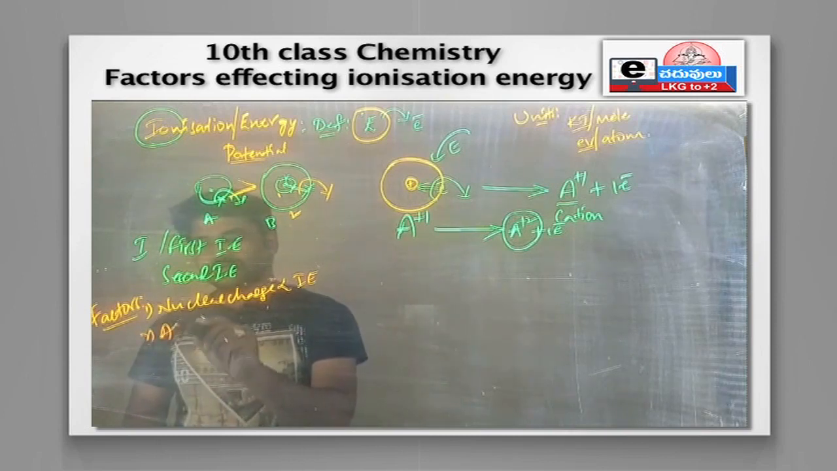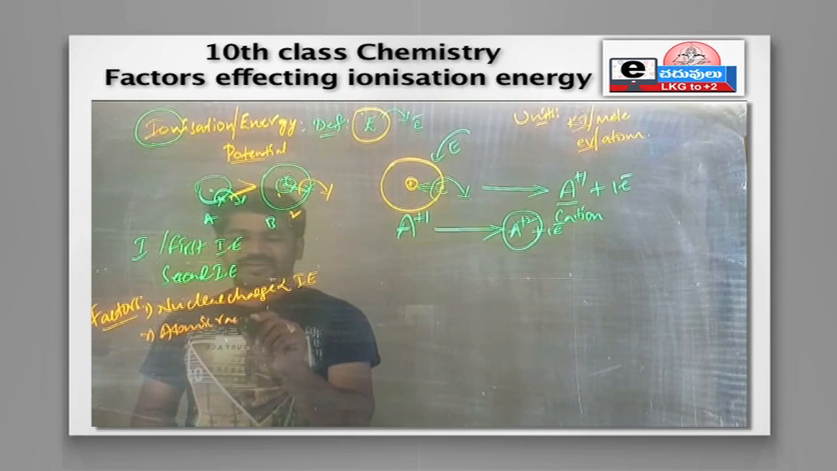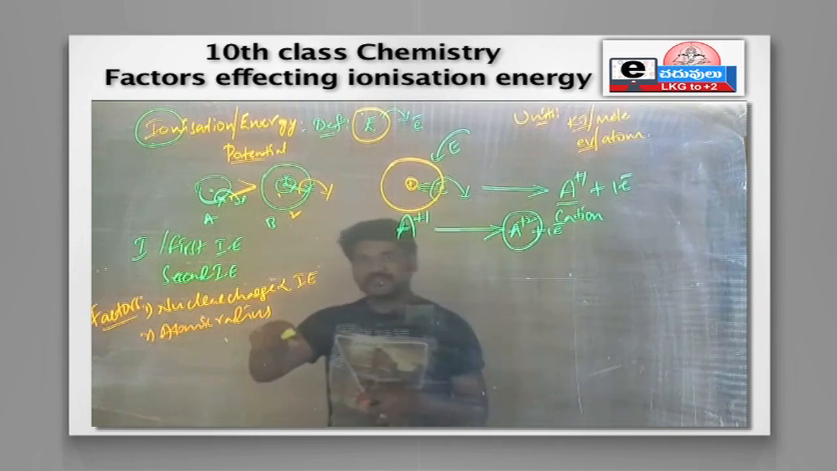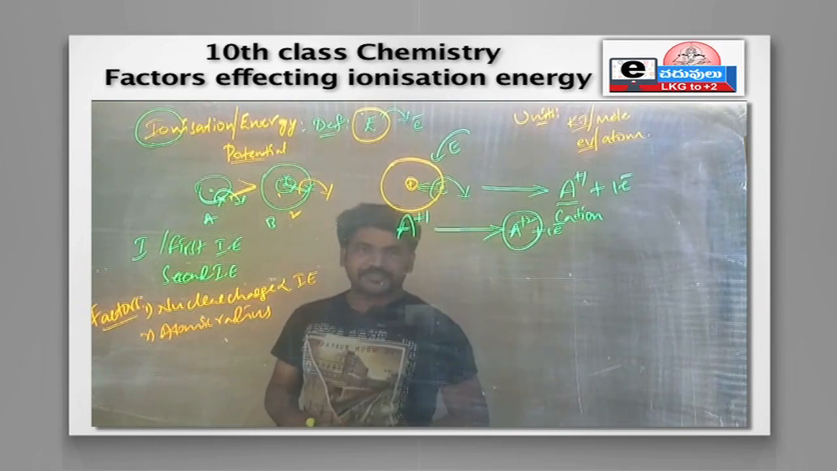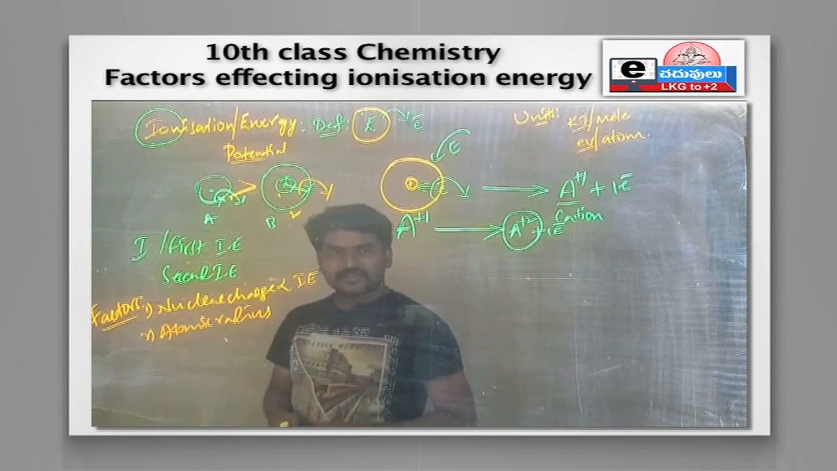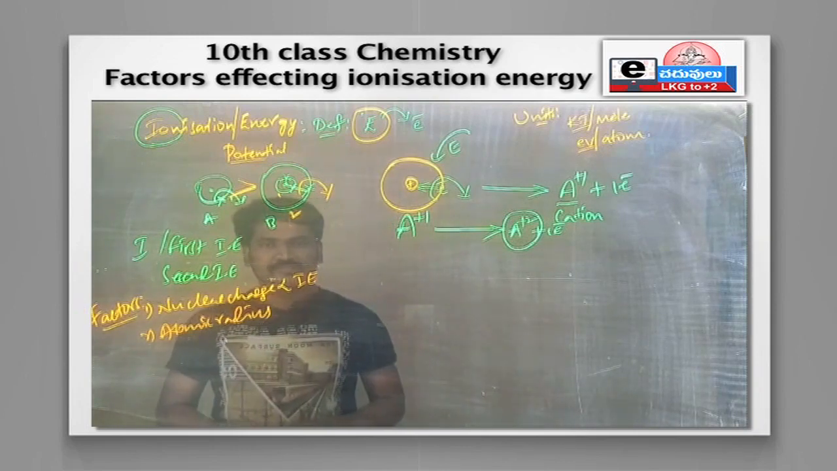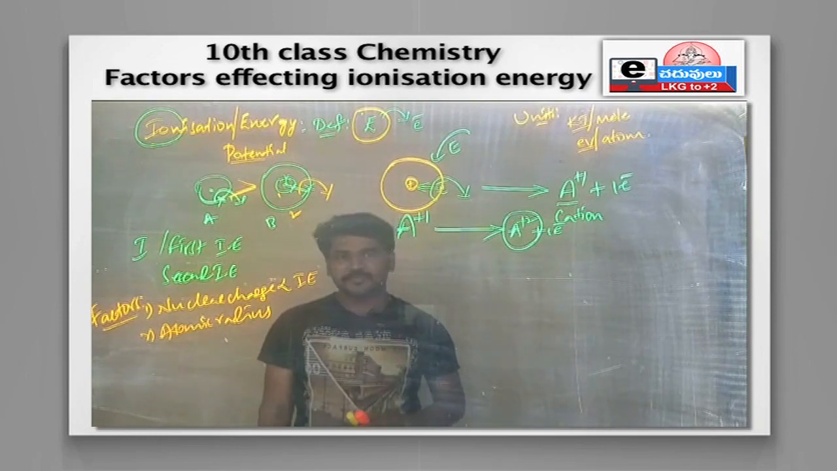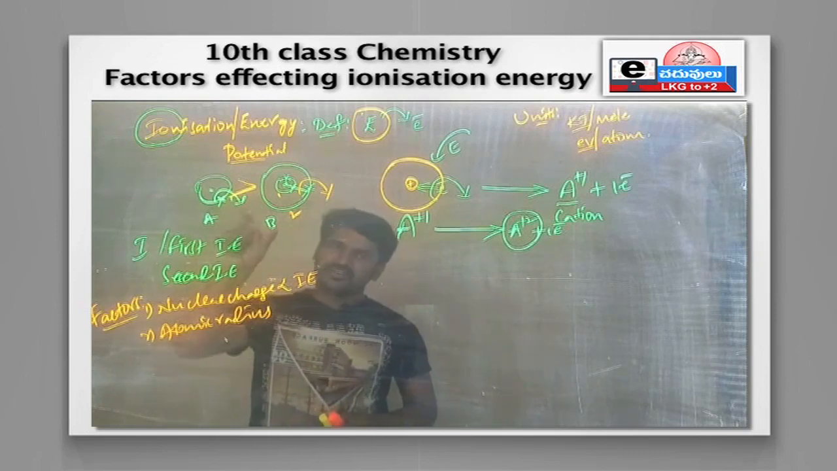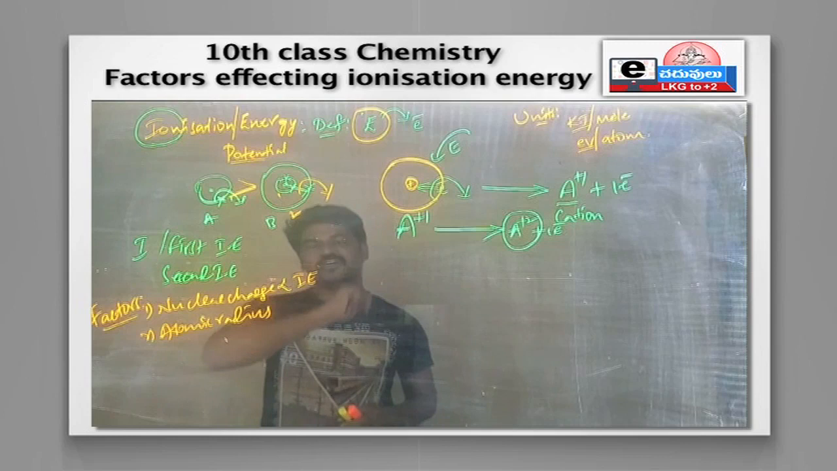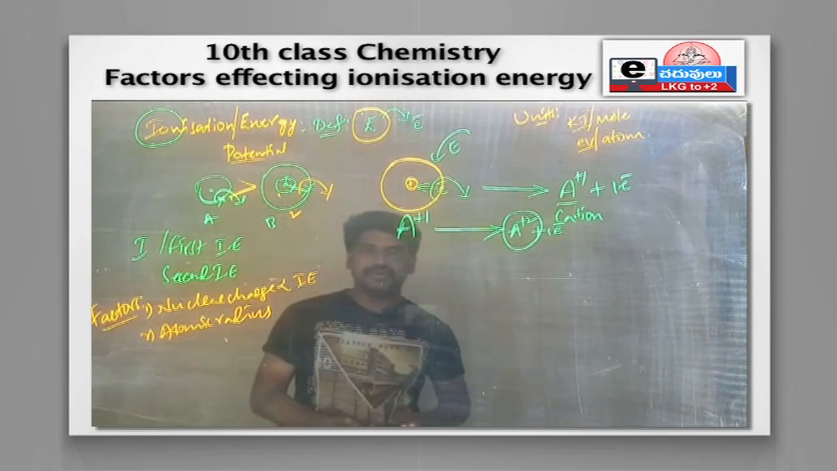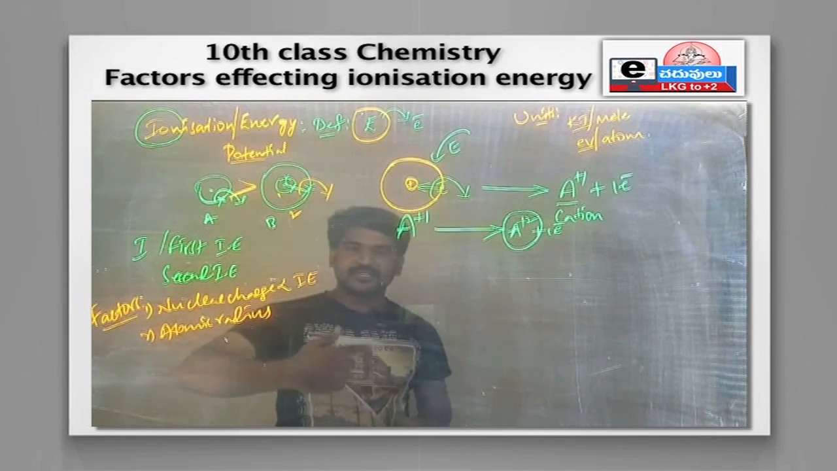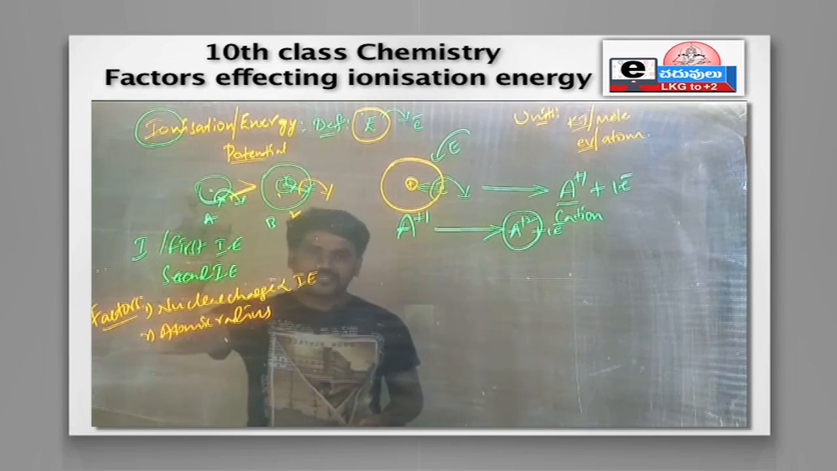Next one more, atomic radius. Atomic radius also affects the ionization energy. How is it affecting? Again we'll take two atoms, A and B. In B the size is more, in A the size is less. Now tell me where you need to apply more energy. We need to apply more energy for atom A, and less energy for atom B. Why? Because there is less distance.